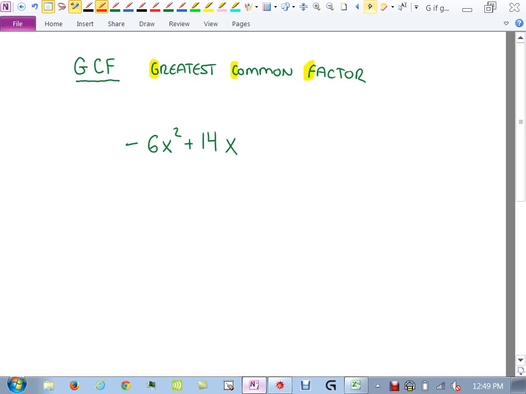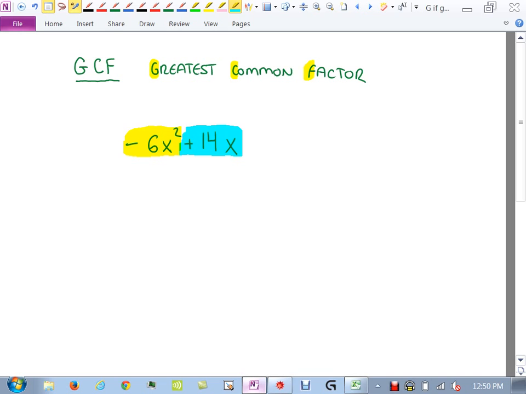So what I want you to do is focus your attention on the fact that we have two terms here, right? Binomial. And we're going to look at each term separately. In each term, we have a number. I have -6 and I have 14 in the other one. Can you think of a number that divides into 6 and into 14 evenly, meaning with no remainder? 2 goes into 6, right? 3 times, and 2 goes into 14 7 times. Is that the biggest number that goes into both?